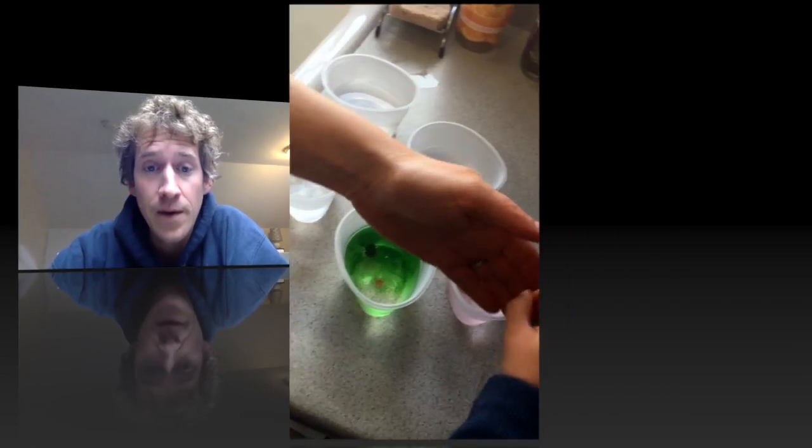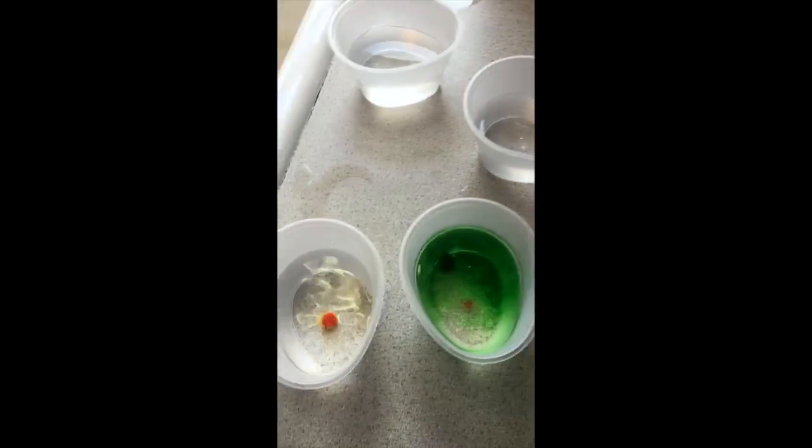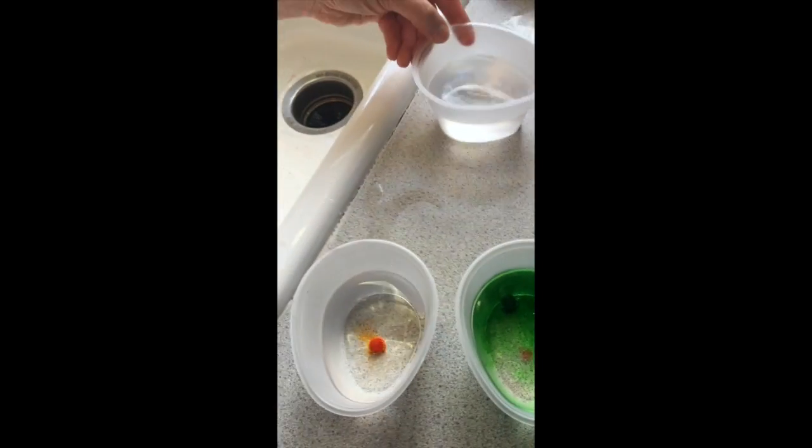The next example I'm going to show you is one you might have done over the weekend. If you dyed eggs over the weekend, you did the next example I'm going to show you. As you guessed, in the second demonstration, we are dyeing eggs. I'm doing this with my little nephew and wife.